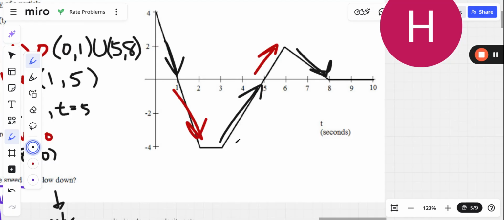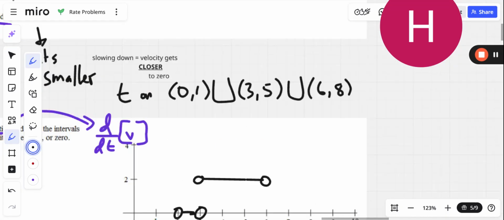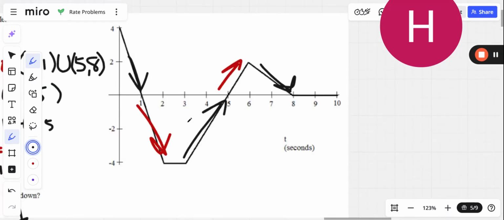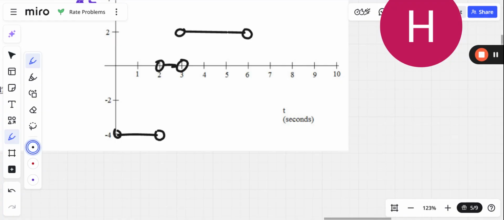Then we have a positive slope. Seems to go up 4 over 2, or in other words, up 2 over 1. So we have a positive slope of 2, and that's going to last until time 6. That's for 3 seconds. We go up 2 over 1 second, up 2 over 1 second, up 2 over 1 second. That's 3 seconds. And finally, we have a slope of down 2 over 2, so that's -1. And that's going to cover from 6 to 8.